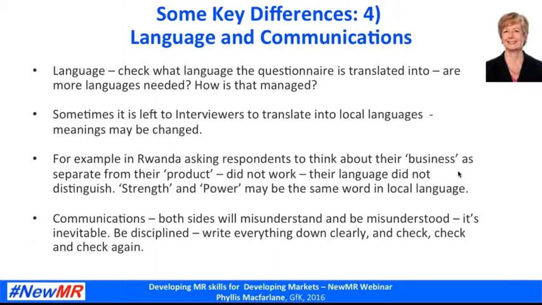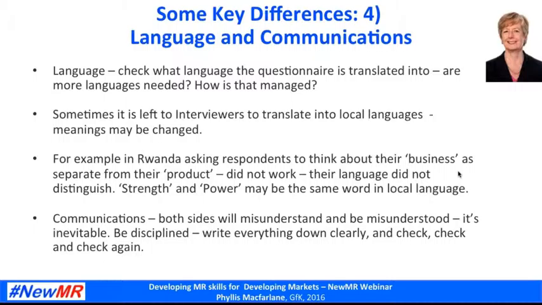Language and communications. Check what languages the questionnaire is translated to. Some countries have 30 or 40 languages, and certainly several multiple languages. Everyone is multilingual. They're often telling me that I will be considered illiterate soon because I only speak English, which I'm quite often ashamed of when I realise how many languages other people speak.